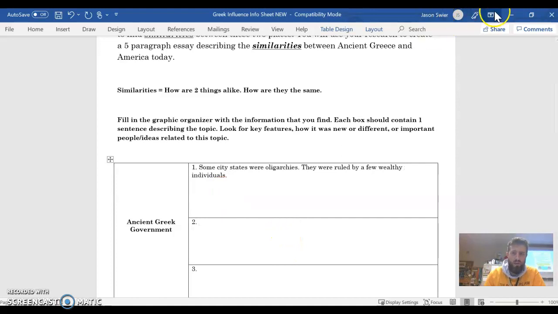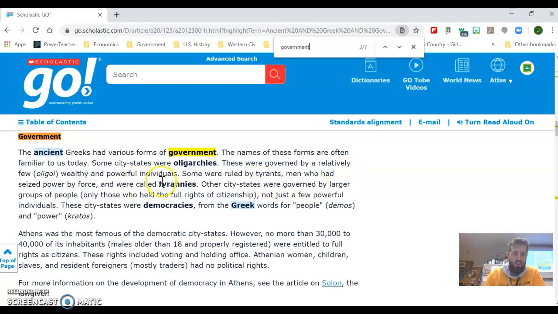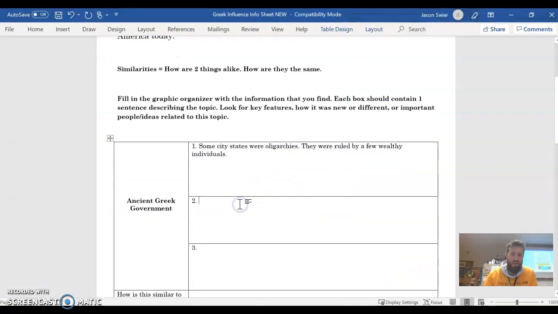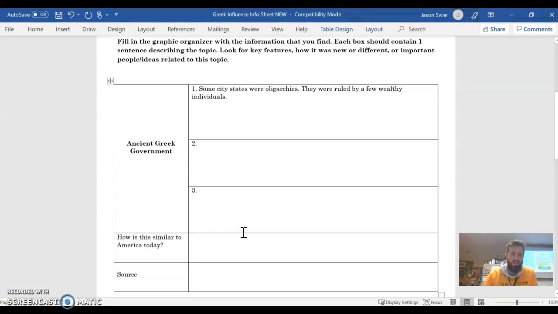I do the same thing going forward. I look and it talks about tyrannies. We talked about tyrants this week, and then democracies. I think that's going to be an important one for us, right? We talked about how in Athens they gave power to the people, right? So democracies, demos means people, kratos means power. Okay, so I'll go through and I'll try to include in box 2 another sentence, in box 3 another sentence.